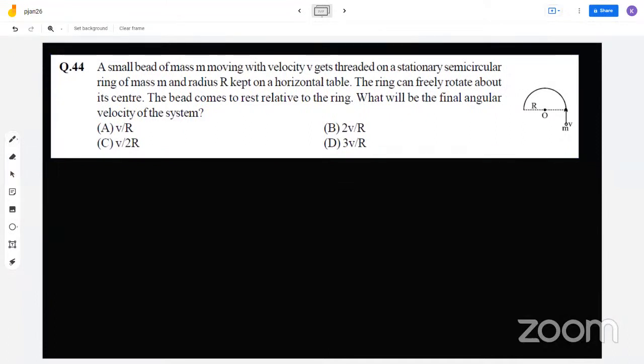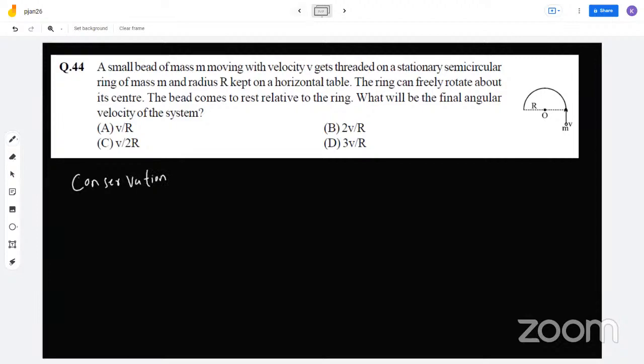Okay, guys. Next, how will you do? A bead of mass m, moving with velocity v, gets threaded on a stationary semicircular ring of mass m, radius r. The ring can rotate freely about its center. O is the axis. The bead comes to rest relative to the ring. Find the angular velocity of the system. Yes, guys, कैसे calculate करोगे? Which concept? Conservation of angular momentum.